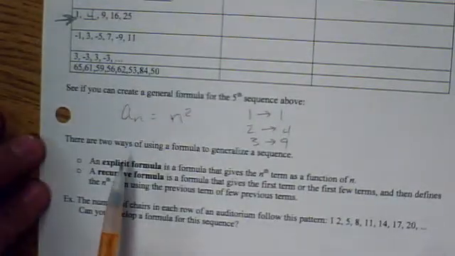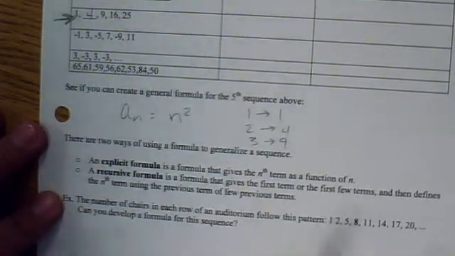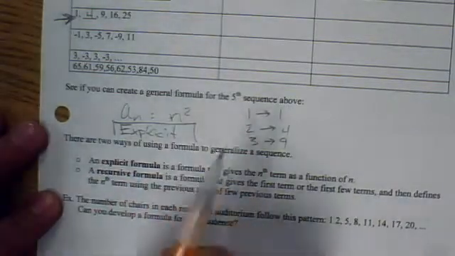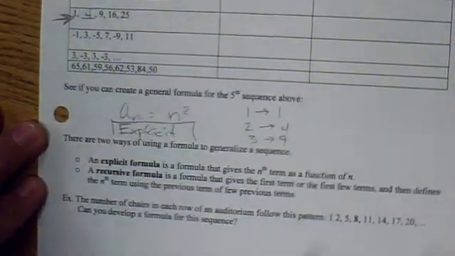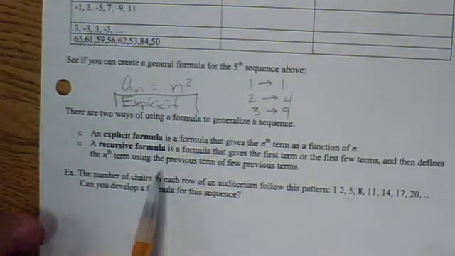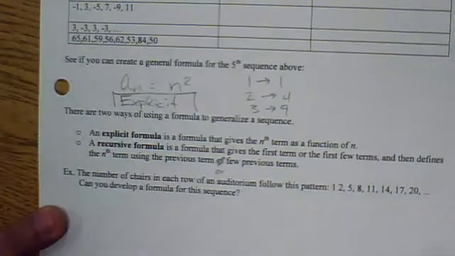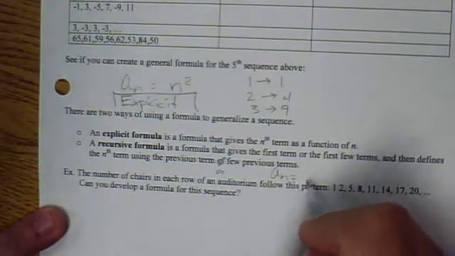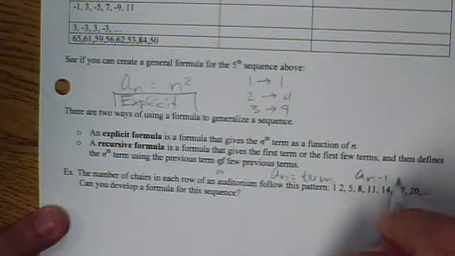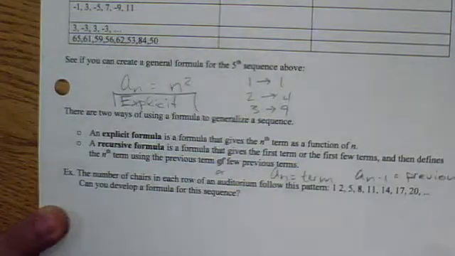There are two different ways to write a formula. You have the explicit formula, where the formula gives the nth term as a function of n. That's an example of what we just did. And then you also have a recursive formula, which gives the first term or the first few terms and then defines the nth term using the previous term or few previous terms. We always let a sub n equal the nth term. So if you had a sub n minus 1, that's what they used for the previous term. Anytime you see that inside the formula, that's known as a recursive formula.